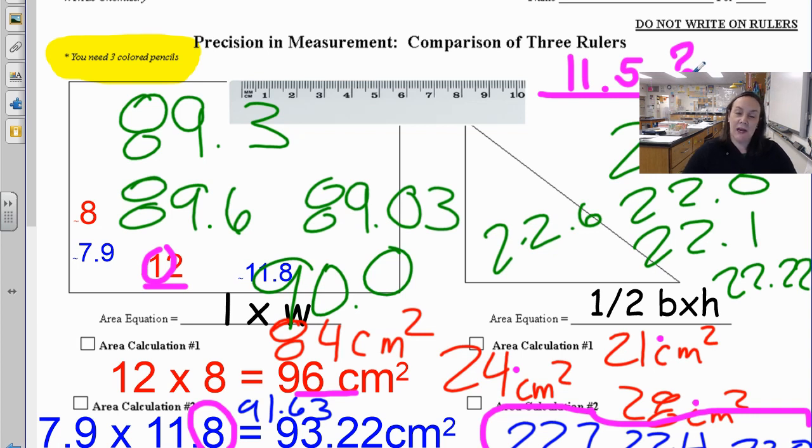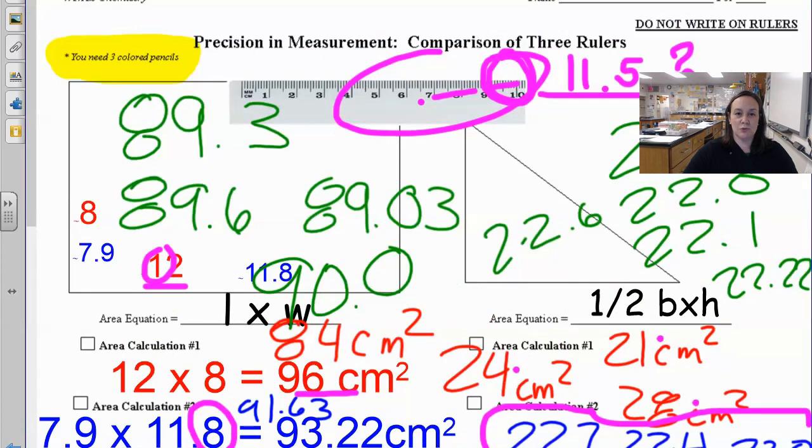So the biggest thing, and it was last week on the graduated cylinders, and it is this week on the measurement, you always read one place past the last known digit. So a ruler goes to the 10th place. So that means that you can read to the hundredths. You have to have that for a good measurement.